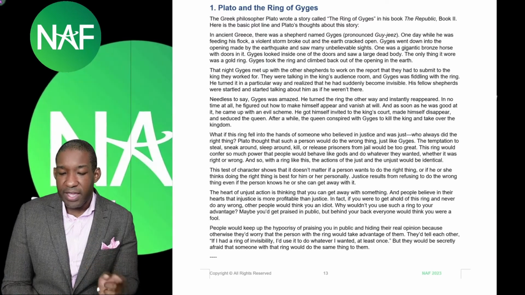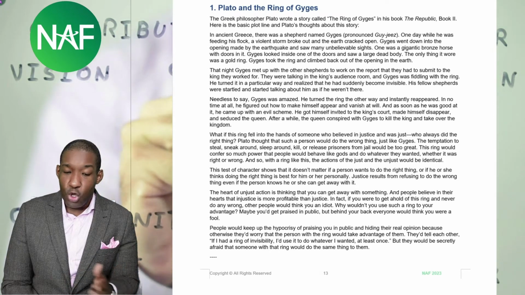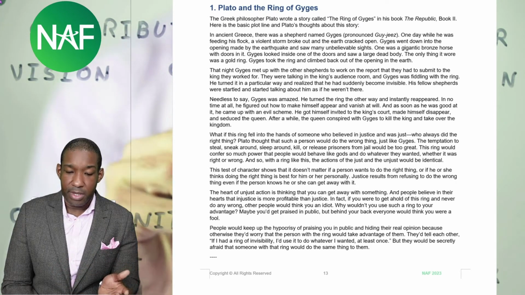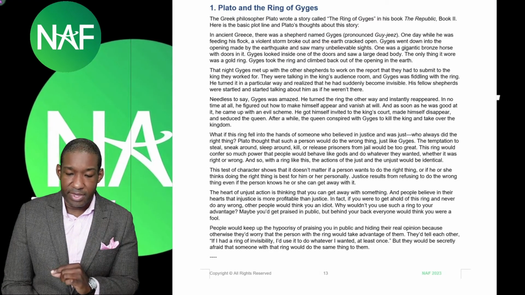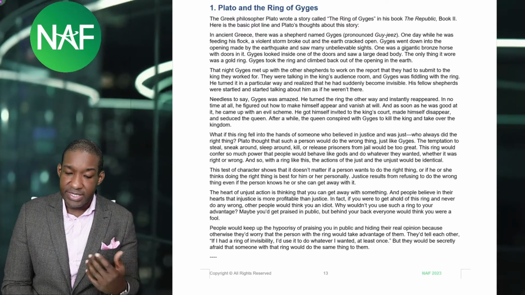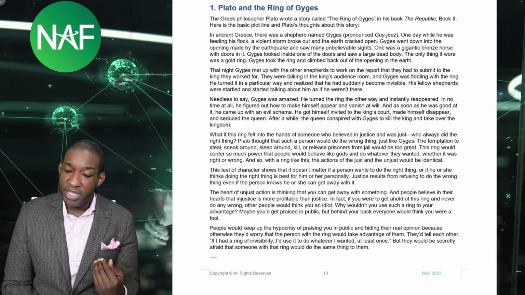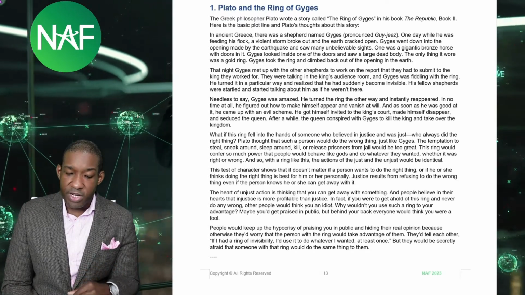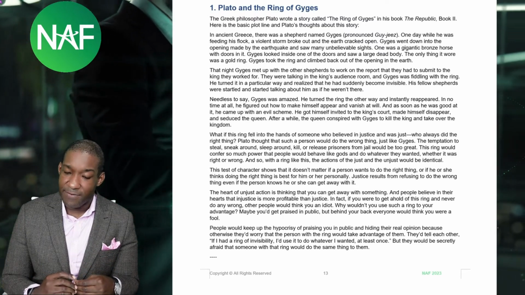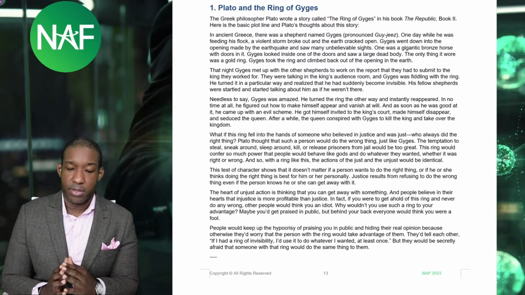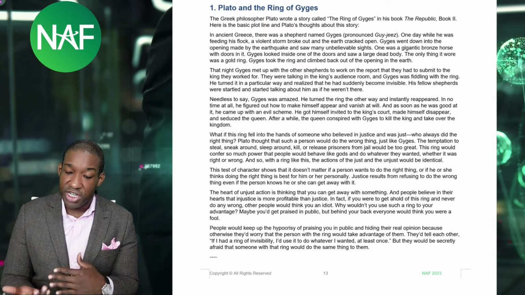What if this ring fell into the hands of someone who believed in justice and was just, who always did the right thing? Plato thought that such a person would do the wrong thing, just like Gyges. The temptation to steal, sneak around, sleep around, kill, or release prisoners from jail would be too great. This ring would confer so much power that people would behave like gods and do whatever they wanted, whether it was right or wrong. And so, with a ring like this, the actions of the just and the unjust would be identical.